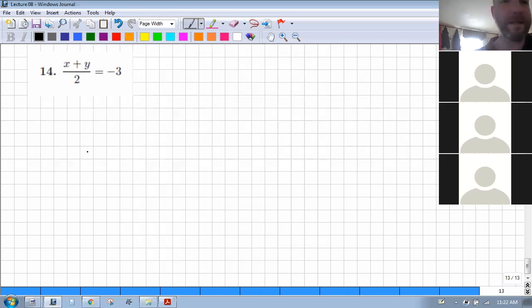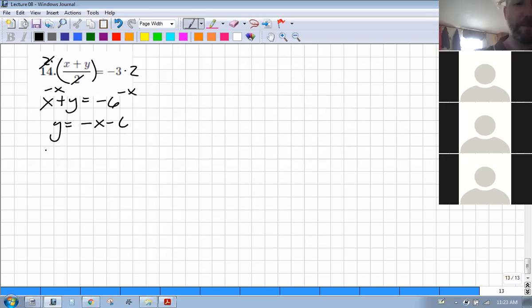Okay, this guy, let's multiply both sides by 2. That way we get x plus y equals -6. Now we'll subtract x from both sides. So we get y equals -x minus 6. So our m here is -1, because that's what we're multiplying the x by. And b is -6.